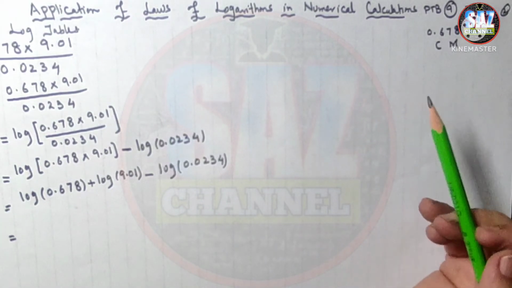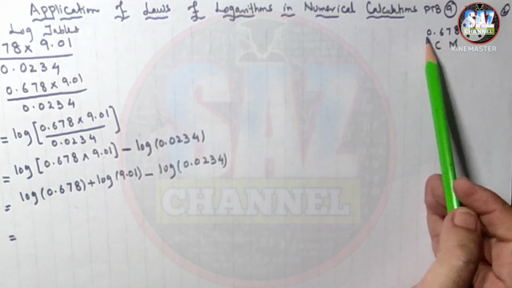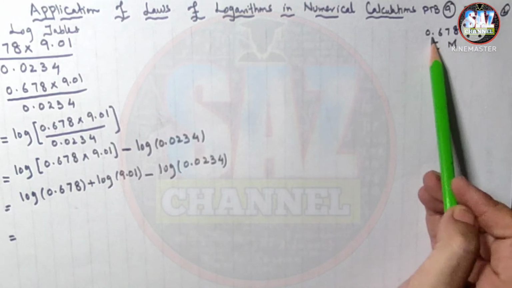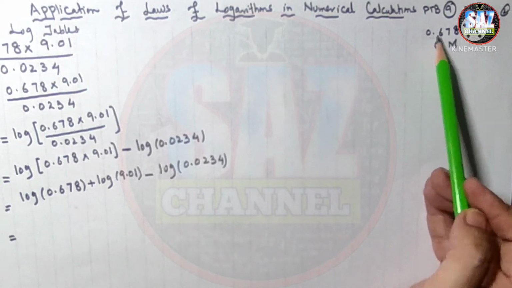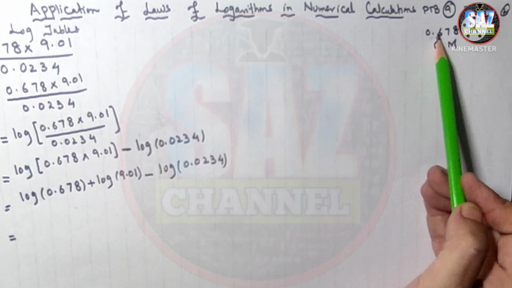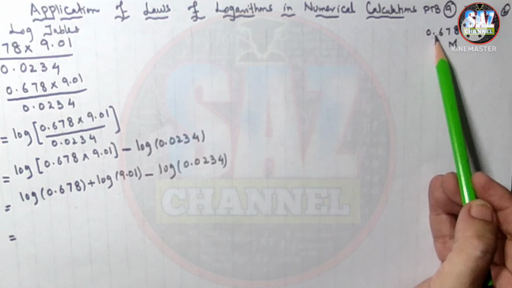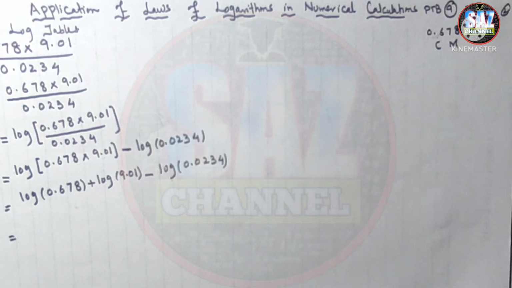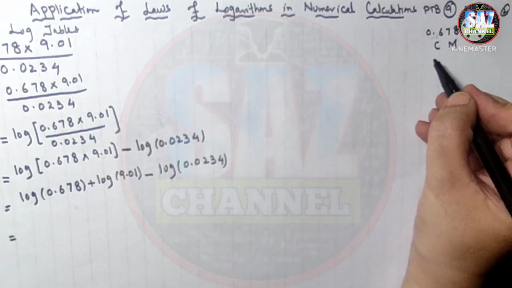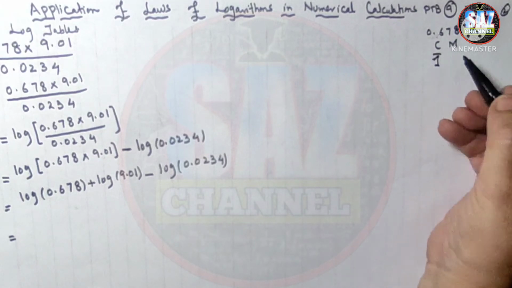The characteristic of the logarithm of a number less than 1 is always negative. As this number is less than 1, the characteristic will be negative, and 1 more than the number of zeros immediately after the decimal point. As we do not have any zero after the decimal point, the characteristic of this number will be -1. I hope you are clear about the characteristic.